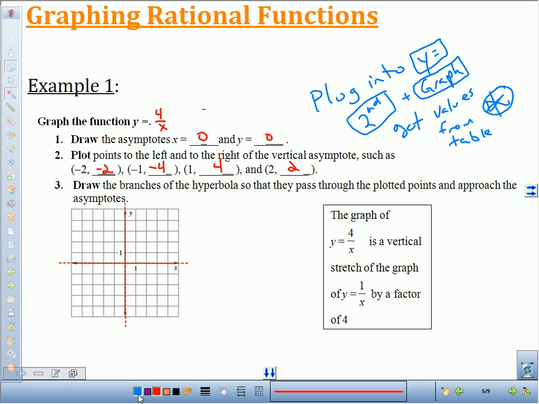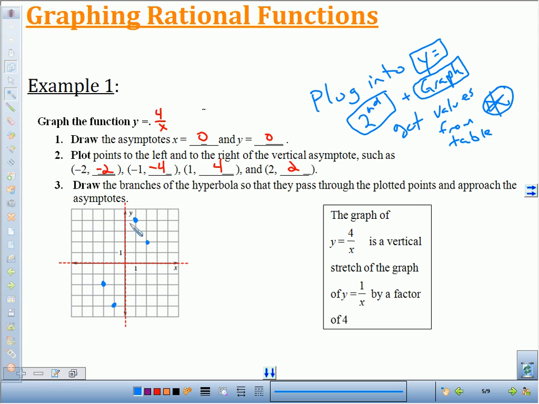And we're going to plot those points to give us an idea of where this graph goes, because we need to know kind of where the graph is supposed to sit. So let's plot some points. We've got negative 2, negative 2, that's a point right here. We've got negative 1, negative 4, that's a point down here. We've got 1, 4, that's a point way up here. And we've got a point 2, 2.